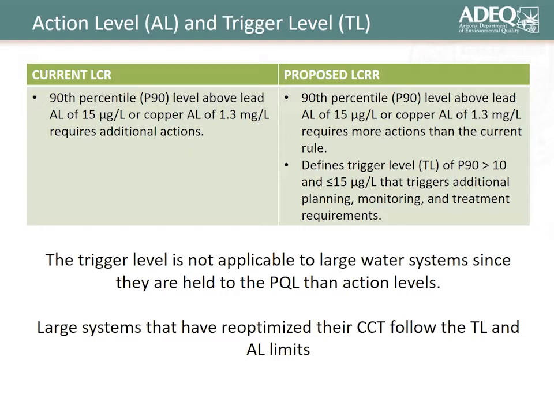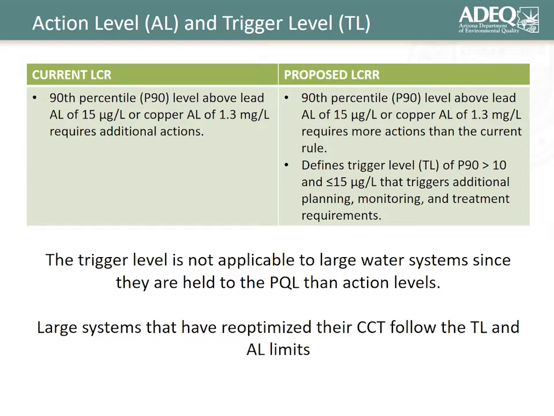And in the proposed revisions, what EPA is currently proposing is that there's now going to be a trigger level. So once a system's 90th percentile for compliance tap samples exceeds 10 micrograms per liter for lead, that's going to trigger them into doing additional planning and monitoring. And for those who may already have corrosion control treatment installed, that's going to require them to re-optimize their system to bring those lead levels back down in order to prevent them from having a lead exceedance.